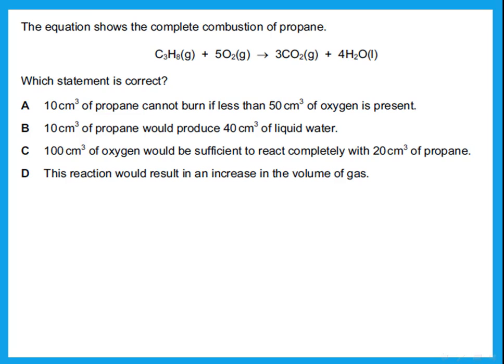That's really not true, because if I have 10 centimeter cubed of propane, to allow all of it to burn, I need 50 centimeter cubed of oxygen. But if I have less oxygen, I can still burn some of it. So some of it will burn. Not that if I don't have 50 then it will not burn. No. If I don't have 50 of oxygen, I have less than that, then some of the propane will burn. So A is wrong. Now, B says 10 centimeter cubed of propane would produce 40 centimeter cubed of liquid water.